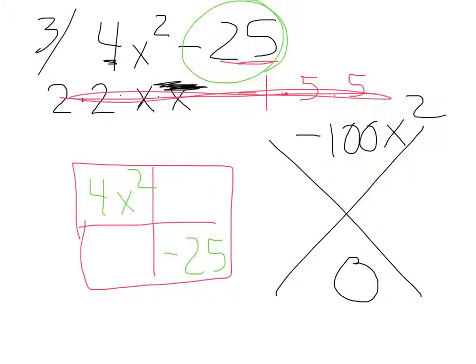So here we go. What do we do now? What times what gives you negative 100x squared? Negative 10x times positive 10x, because when I add or subtract, I get 0. All the crazy stuff. So plug it in.